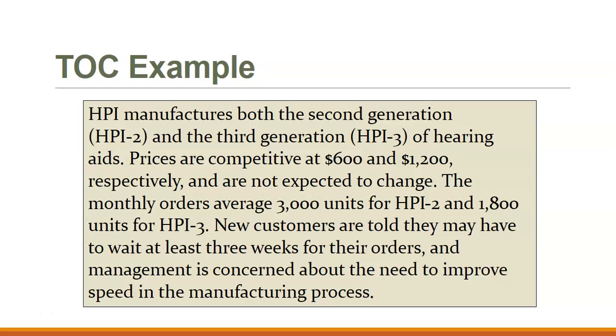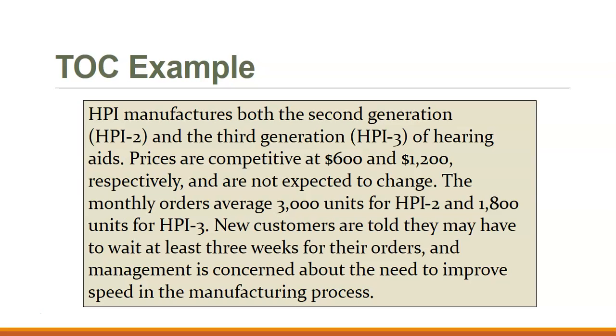We have 2 hearing aids now. We've made the new hearing aid with the computer chip. Our prices are competitive at $600 and $1,200. They're not expected to change. Our monthly orders average 3,000 units for the first one and 1,800 for the second one. New customers are told they have to wait at least 3 weeks for their orders, and management is concerned about the need to improve speed in the manufacturing process.